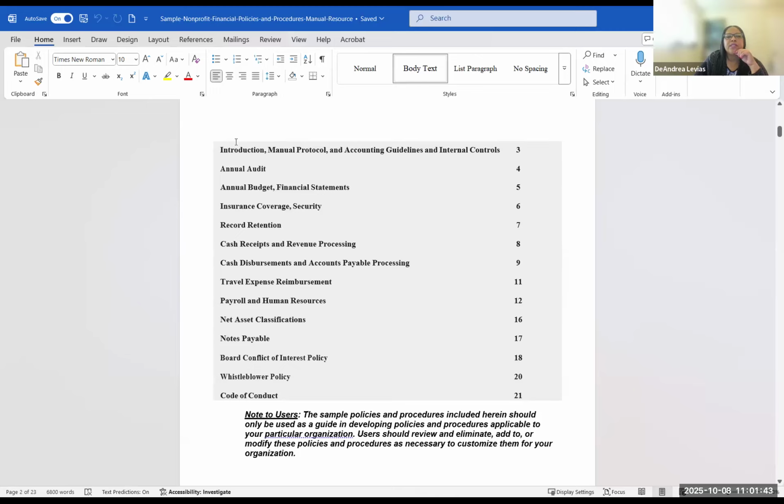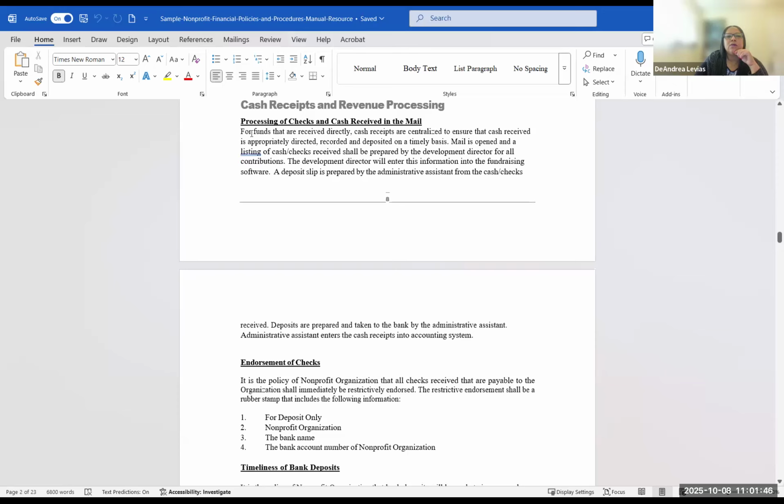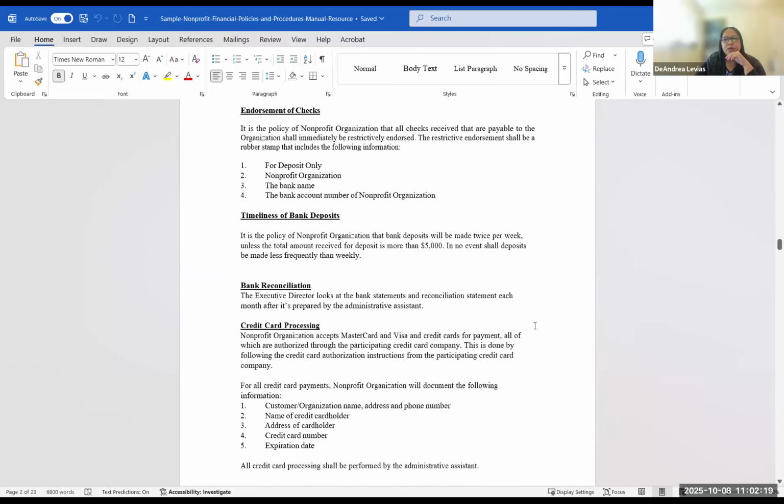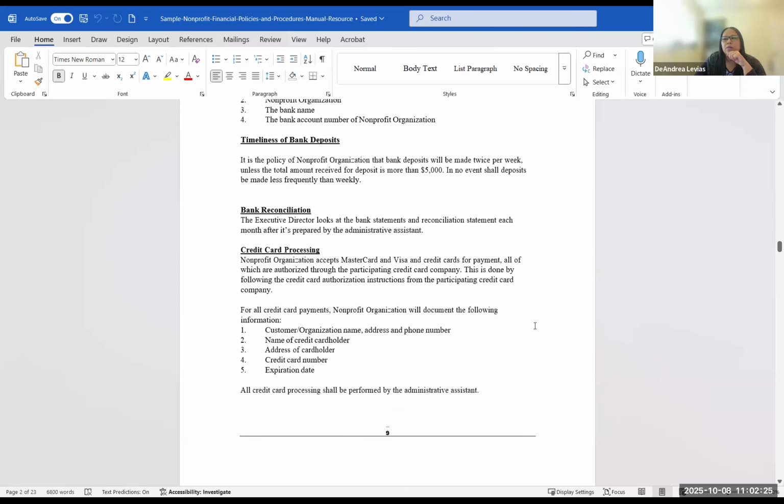cash receipts and revenue processing. So it lays out in detail what happens when cash or checks come in, who receives it and deposits it, who does the deposit slip, who actually takes it to the bank. All of this uses position titles, not names. That way, as staff changes, you're not having to constantly update this. You'll get this in a Word document, and you'll be able to update it as it relates to your organization if you don't already have one.